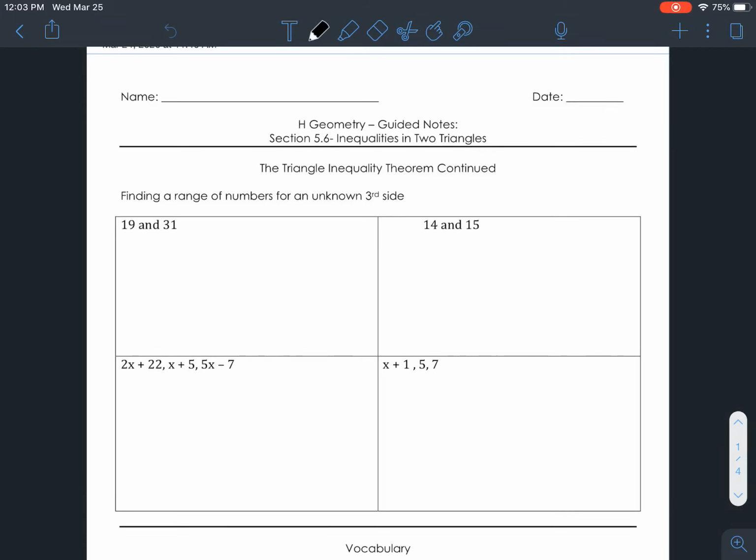Okay, guys, so we're back here for section 5.6, and we are starting with inequalities in two different triangles, okay? So to start this out, though, we are going to do a continuation of the triangle inequality theorem, all right?